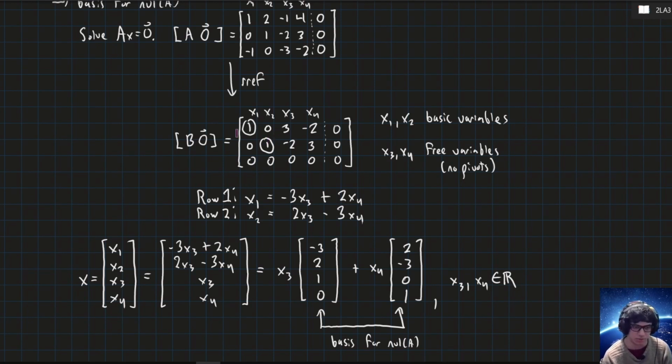So what does row 1 tell you? What row 1 is telling you is that x1 plus 3x3 minus 2x4 is equal to 0. That's what row 1 is saying.